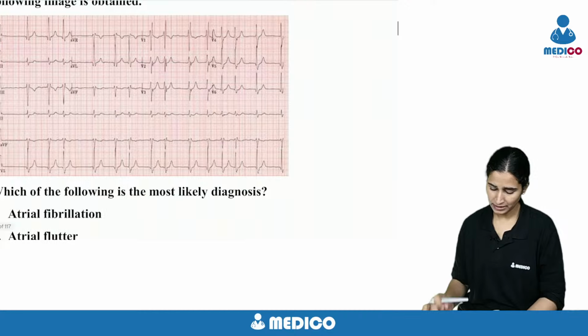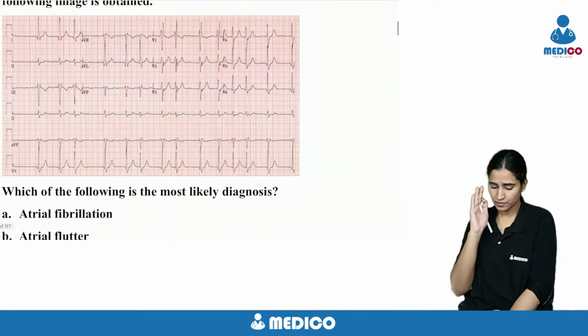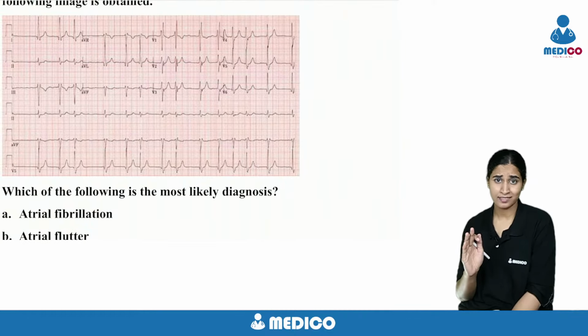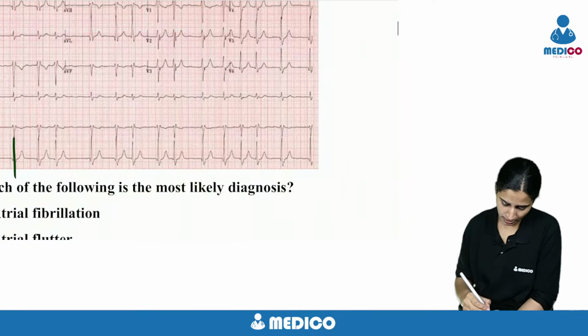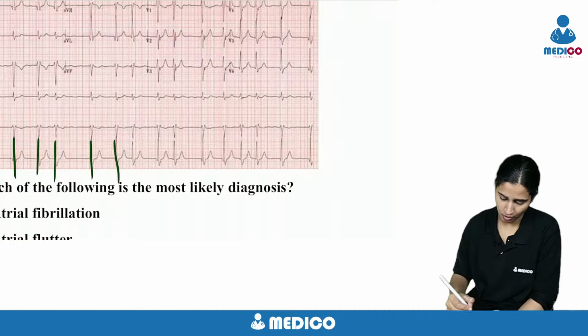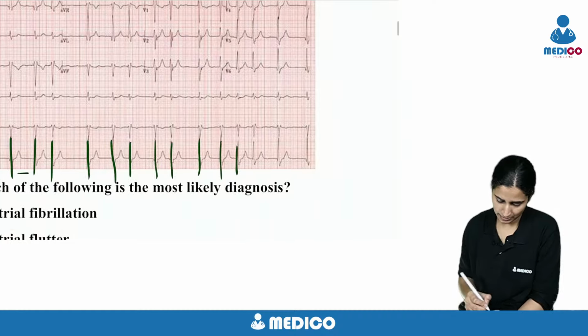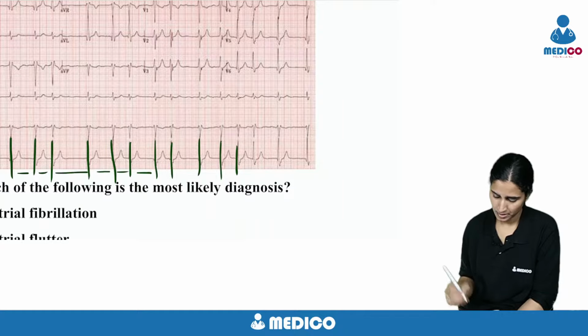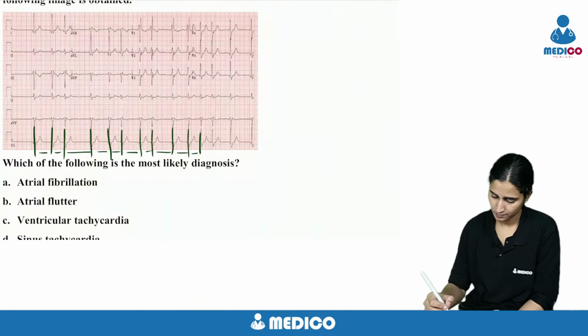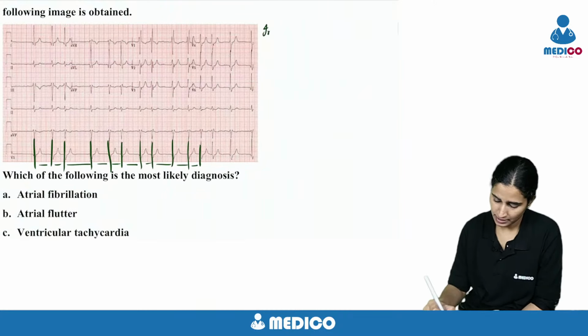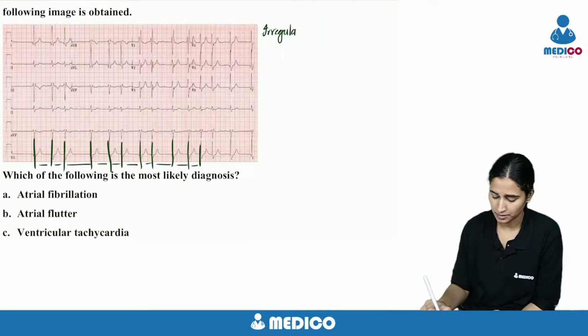So what do you find in this ECG? The first prominent thing I can see is the heart rate is irregular. If you look at the RR intervals, they are not regular. They are irregular. And they are irregularly irregular. So it's an irregularly irregular rhythm.